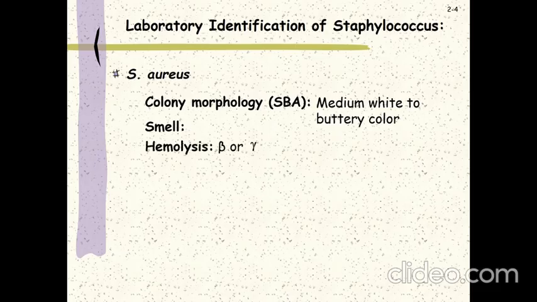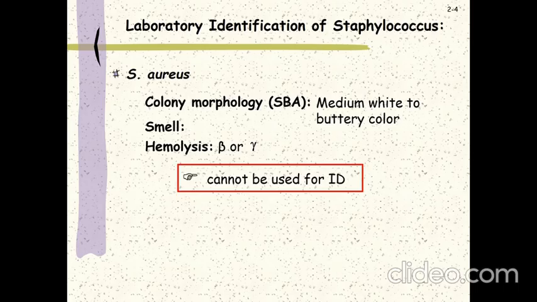For hemolysis, these can be beta or gamma. So we may have a good clearing of hemolysis around the colony, or we may have nothing. There may be no hemolytic reaction whatsoever. So where we have this variability, and same thing where we have the variability with colony morphology, we cannot use these for ID. So the color and the hemolysis cannot be used for ID because they are not consistent within individual species.